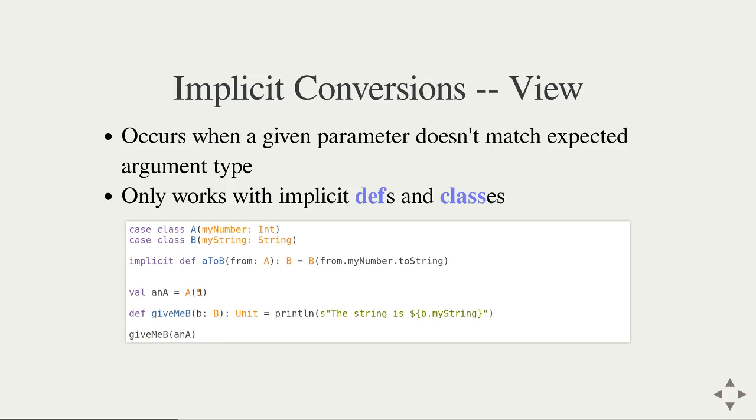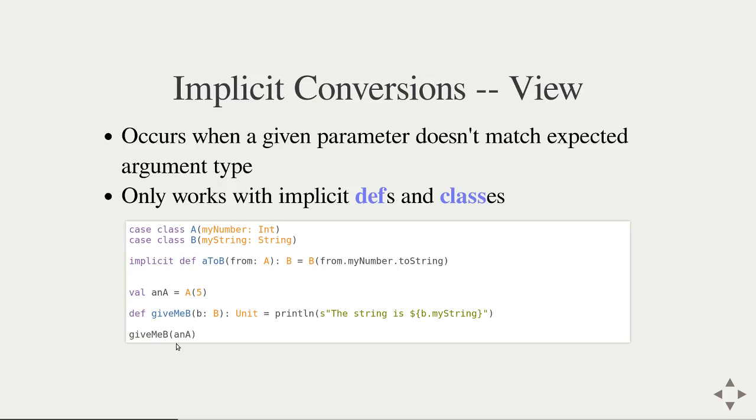And then I'm going to create an A, which is wrapping the value 5, and a function which wants a B, which will just print out the value of the B, the string, and I'm going to call it with an A. This would normally be a compiler error, except we have declared our conversion function as implicit, which means Scala is able to take our A, call this function, and use the result in place of the B that we were expecting. So we basically can view this A as though it was a B. This only works with implicit defs and implicit classes.